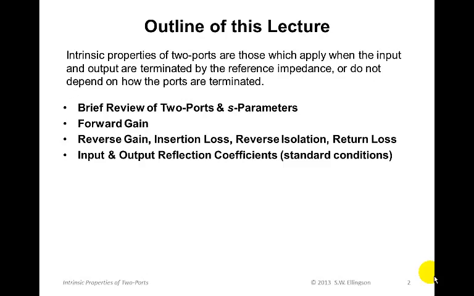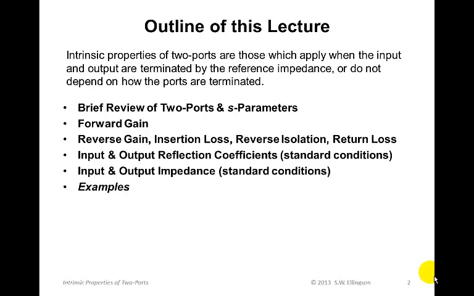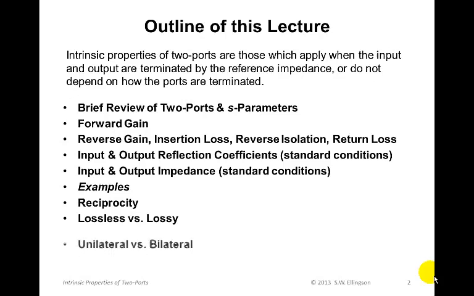That's the input and output impedances equal to the reference impedance. Then I'll introduce the input and output impedance for these standard conditions. And then some examples to put all of this in context and to give you some numerical values for circuits that you might encounter. Three more properties. Reciprocity is one. The lossiness of two ports, whether they're considered lossless or lossy, and then this issue of whether two ports are unilateral or bilateral. I'll explain what that means and what the implications are.